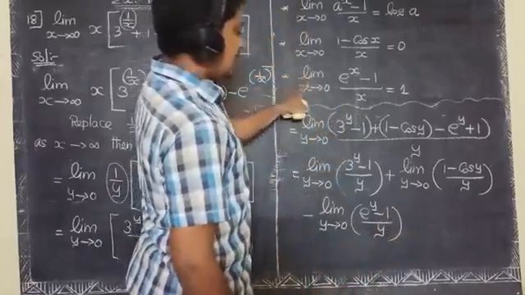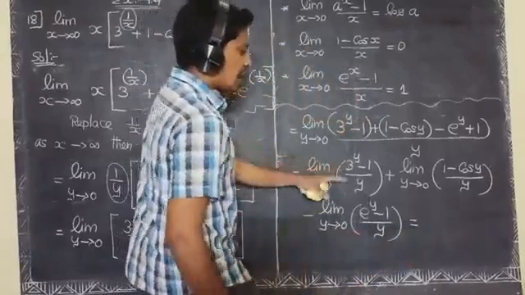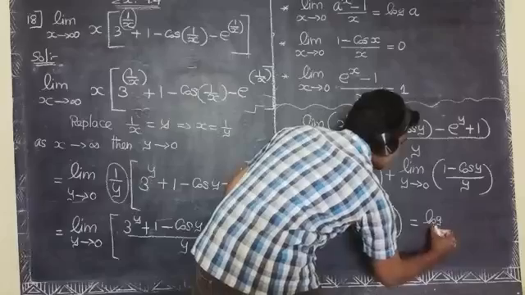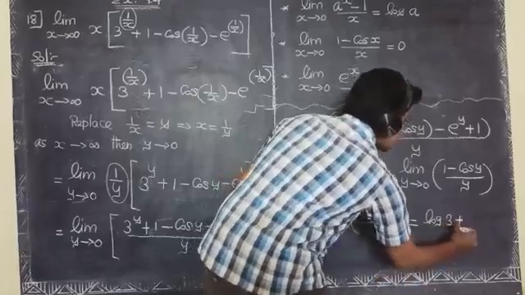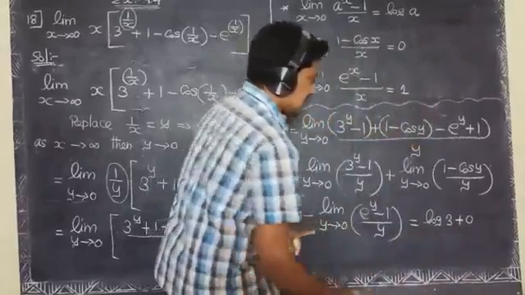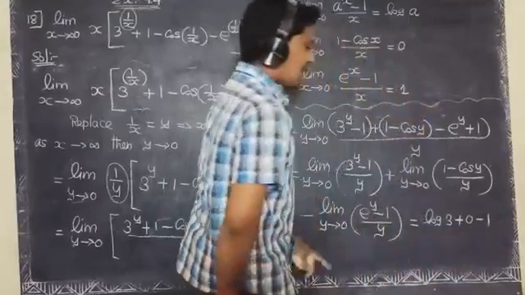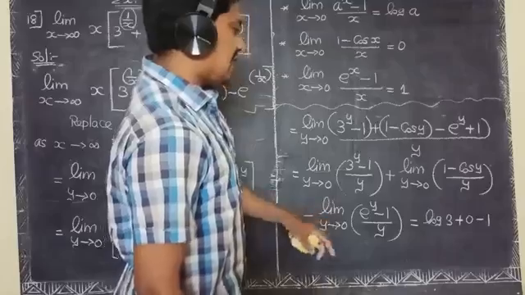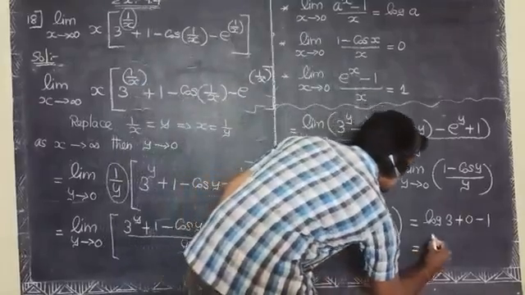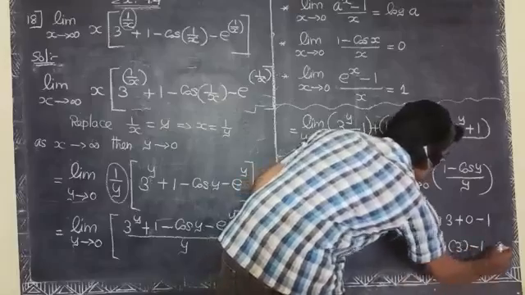Using this result, it is equal to log 3, plus the result is 0, then minus, then the value is 1. Finally we get log 3 minus 1.